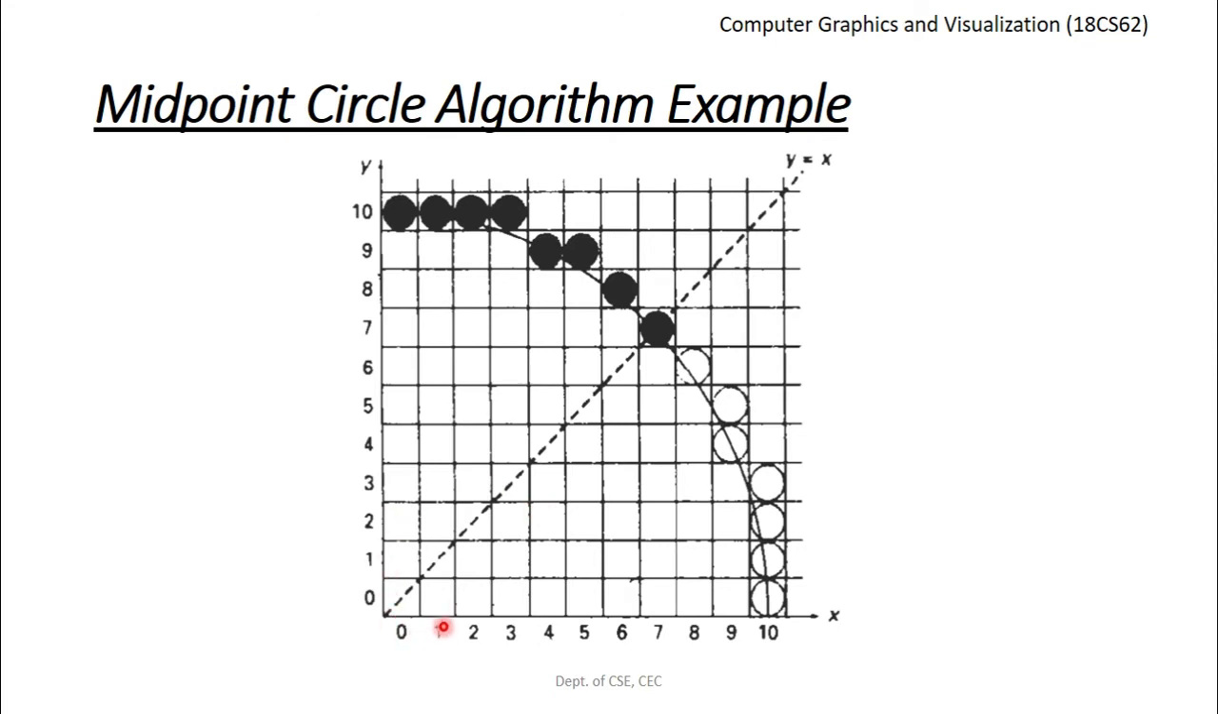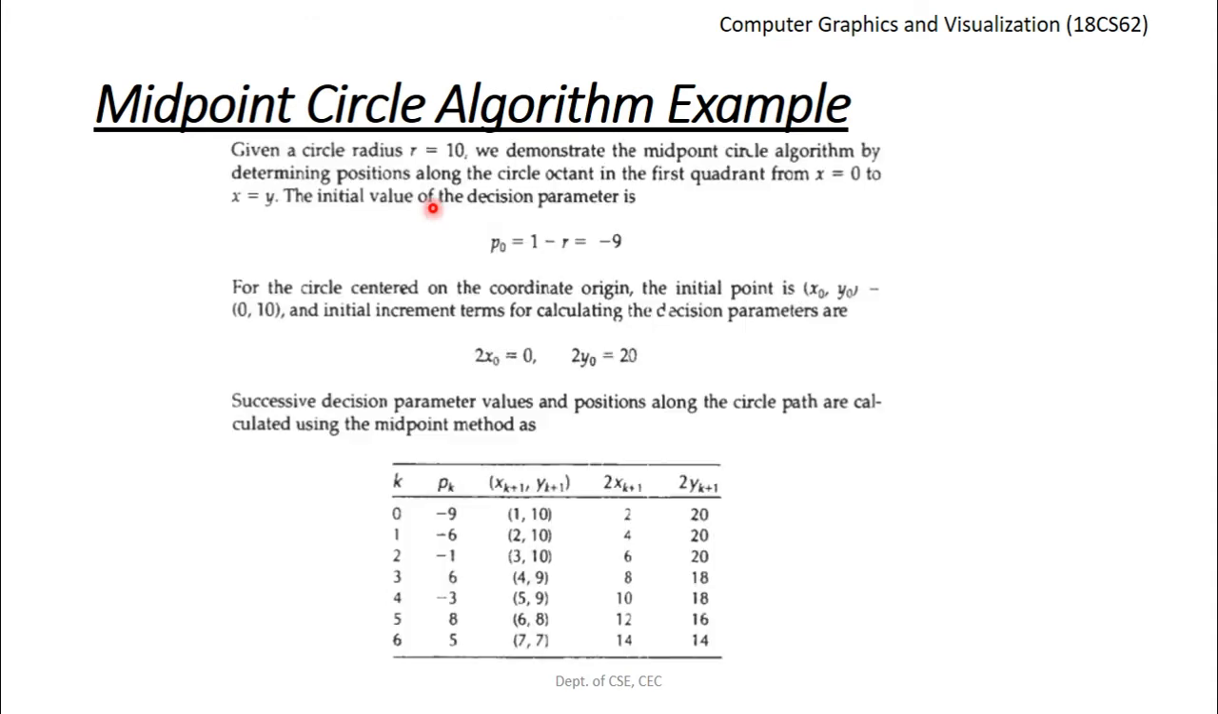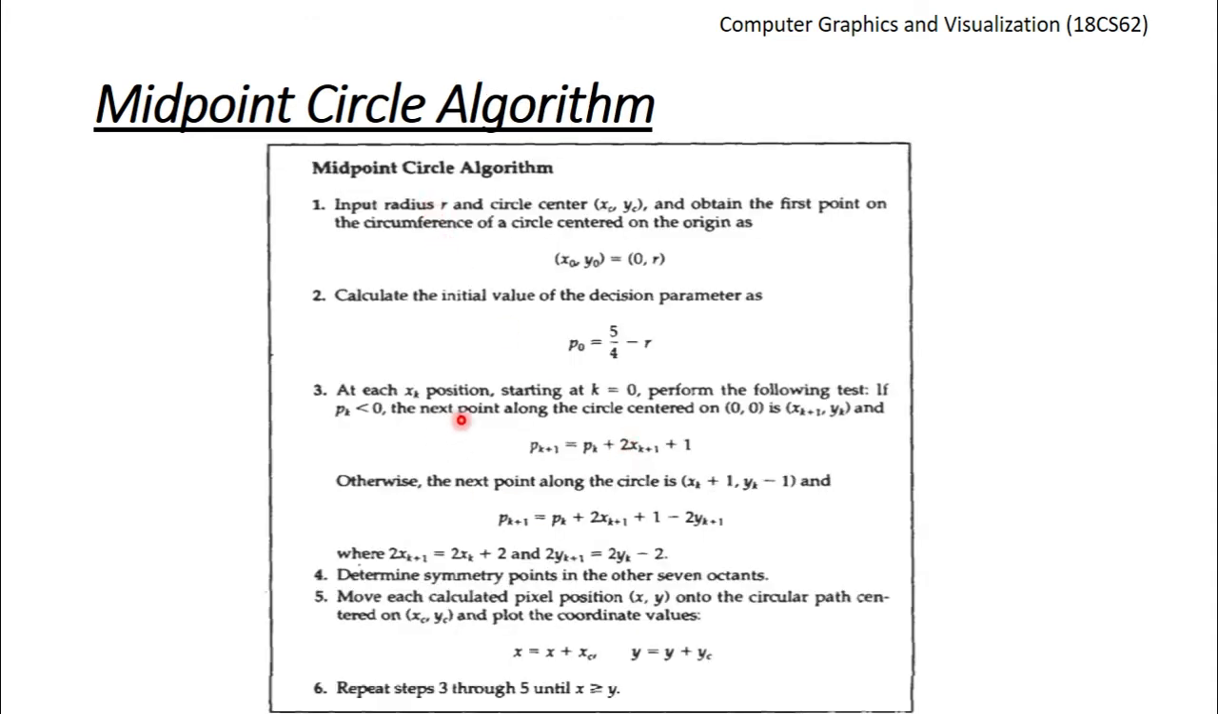So that is the next point, x is 1, y is 10. This is the next point we have found on the circle. Remember, we have not yet plotted it, we have just found the next point on the circle, that is 1, comma 10. Now what is the next step as per the algorithm?